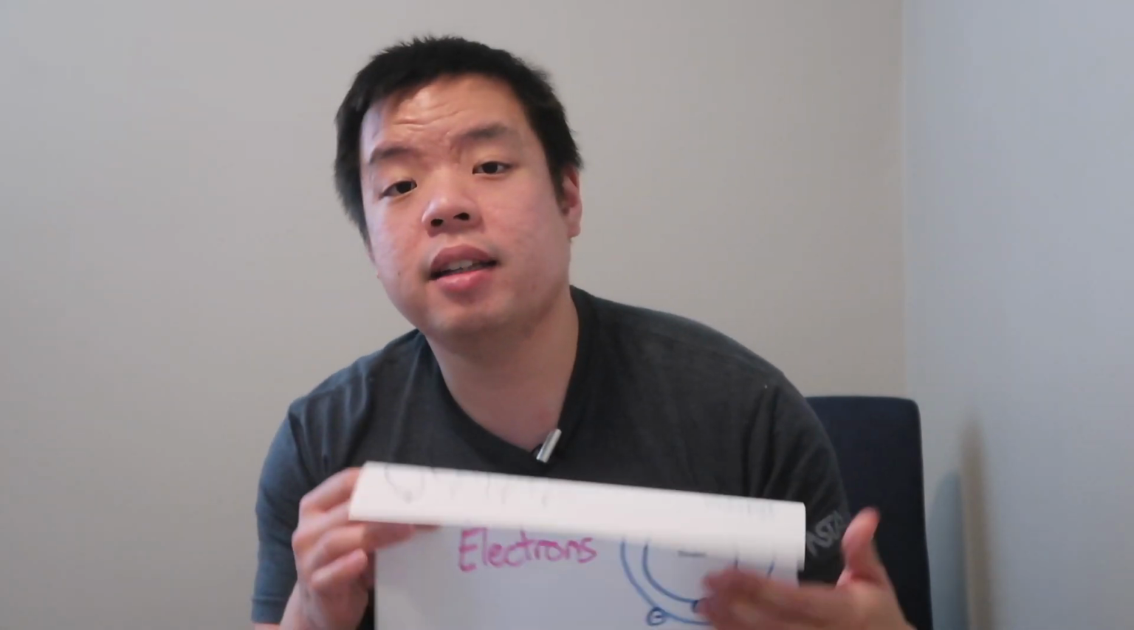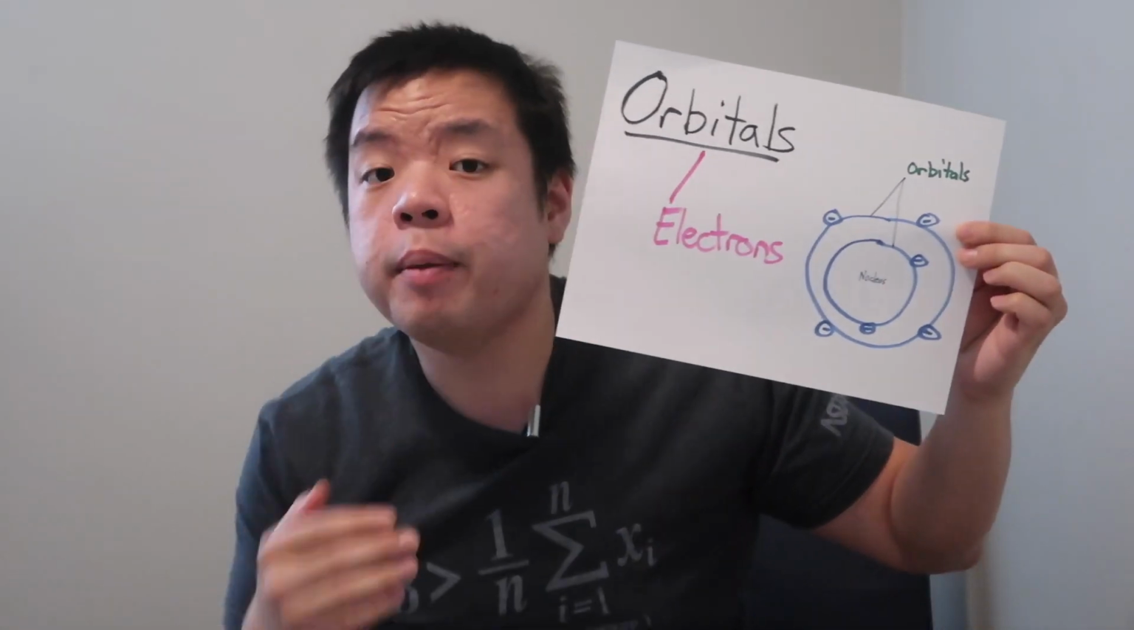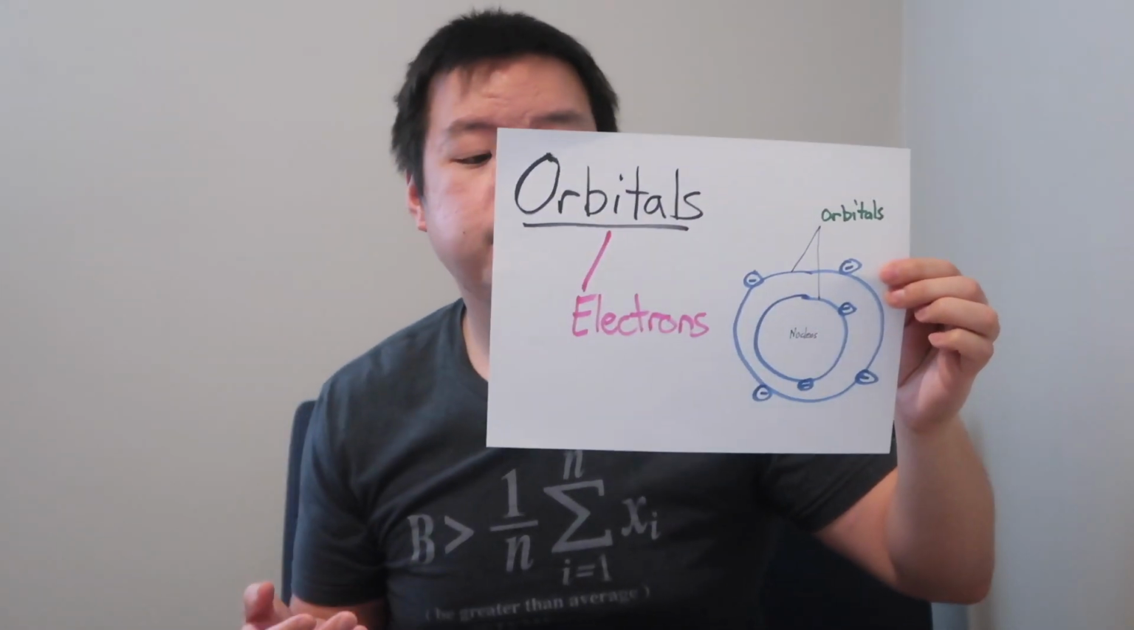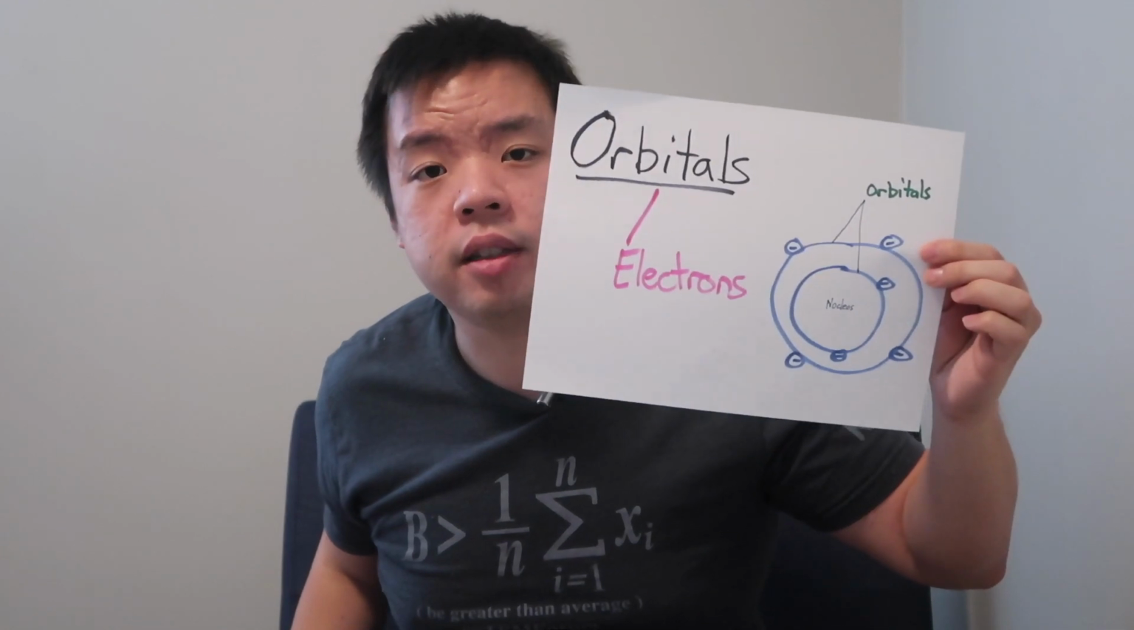Now, electrons, again, live on the orbitals, so they are around the nucleus of an atom. And that's why we typically call where electrons live in an atom.